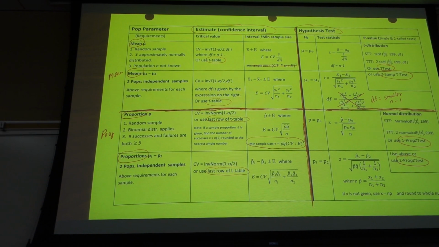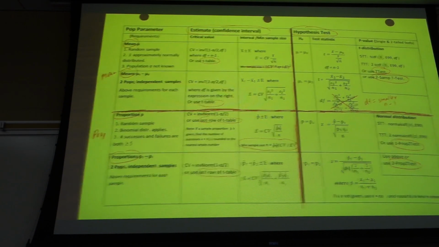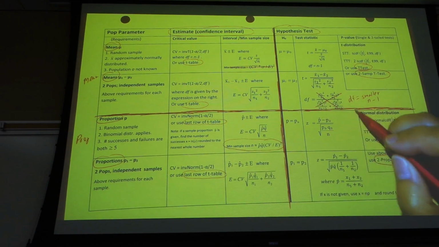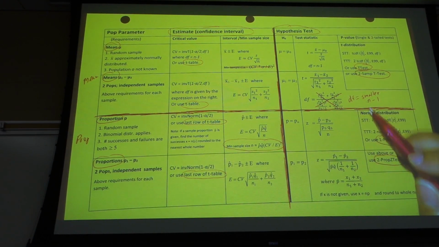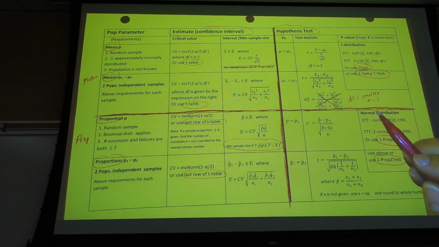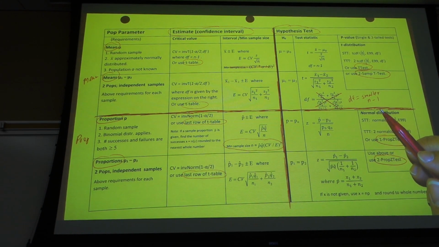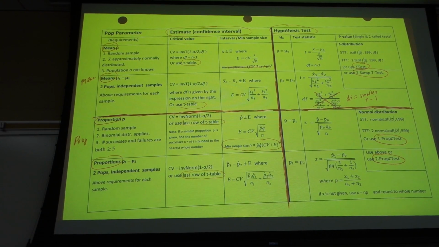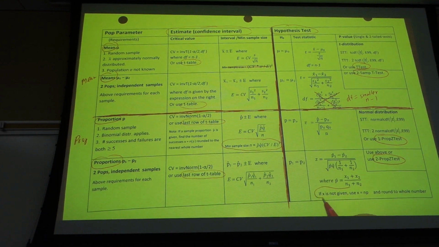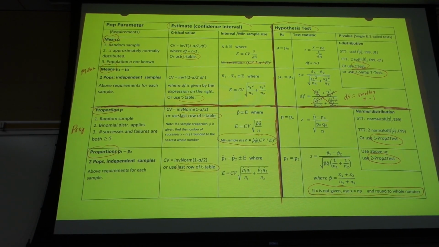There's a couple other things that are useful here. One is the degrees of freedom, which you may end up needing for your homeworks. So cross out the big, giant, complicated formula. It's going to be the smaller n minus 1, because you can have two n's, whichever one's smaller, minus 1. You also might want to circle all of the tests. And then also, this is also super useful. If x is not given, use x equals np and round to the whole number. So those are the things that I would circle here. Everything in red that I have circled is what I would circle here.